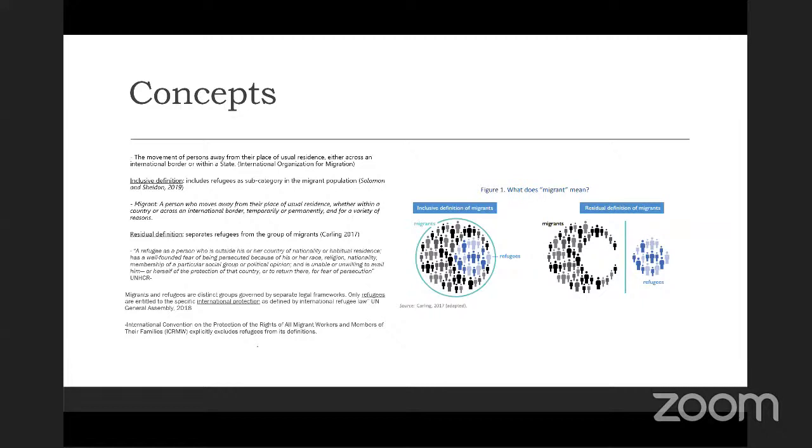So, in that case, a migrant would be a person who moves away from their usual place of residence, whether they are going temporarily or permanently, and for a variety of reasons. So that brings in the concept of reasons behind the migration. And we know that, for instance, refugees would be moving for different motivations than other categories. They are seen to be a special group of migrants in this inclusive definition.